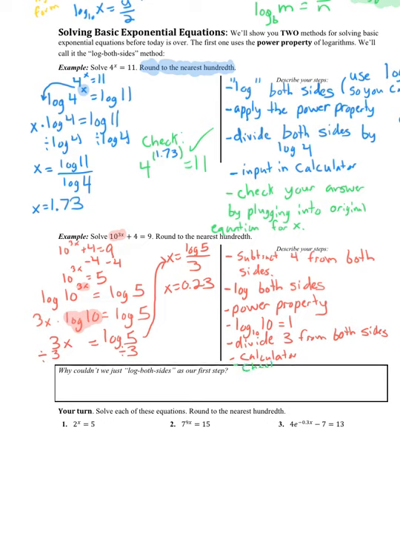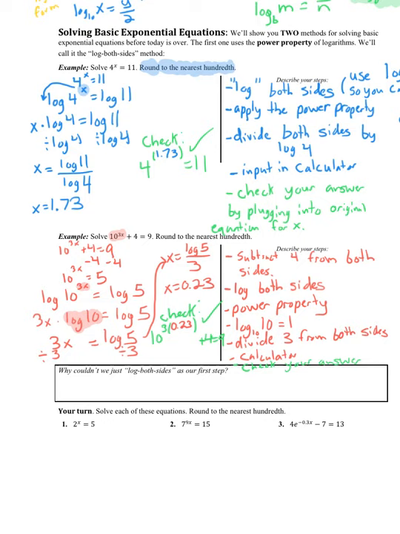And then check your answer. Always check. And that means just go back to the original equation. What did we start with? 10 to the 3, and then I'm going to put my answer in there, 0.23, plus 4 equals 9. So we want to prove that this equation equals 9. And it should work. Checked. All right, that's how you double check your answer.